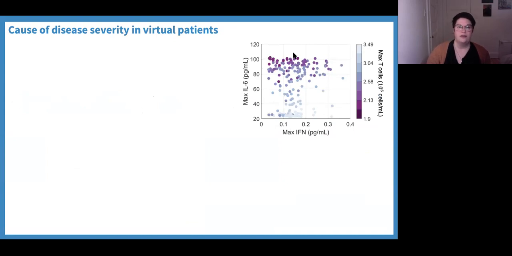You can see if you draw a vertical line across any interferon concentration, you're liable to run into all different sorts of T cell responses, but each horizontal line really cuts through a specific T cell response. So IL-6 is really driving the T cells, or the T cells and IL-6 are probably driving each other.